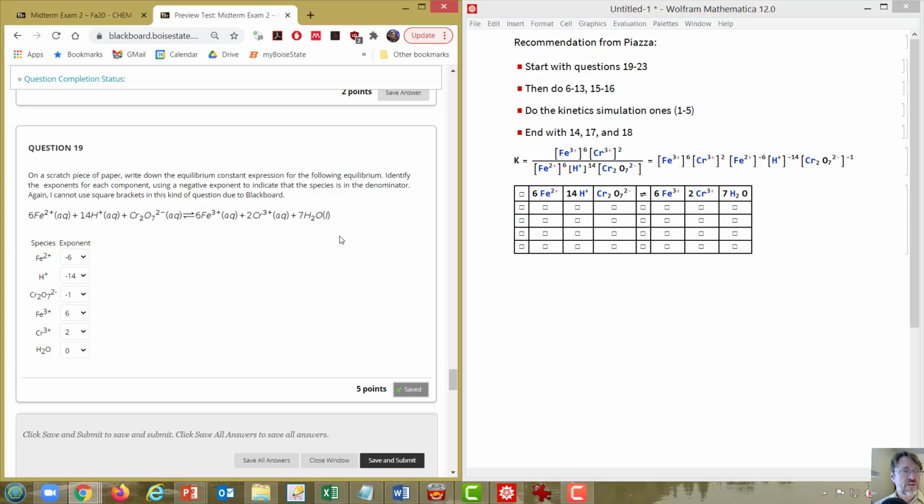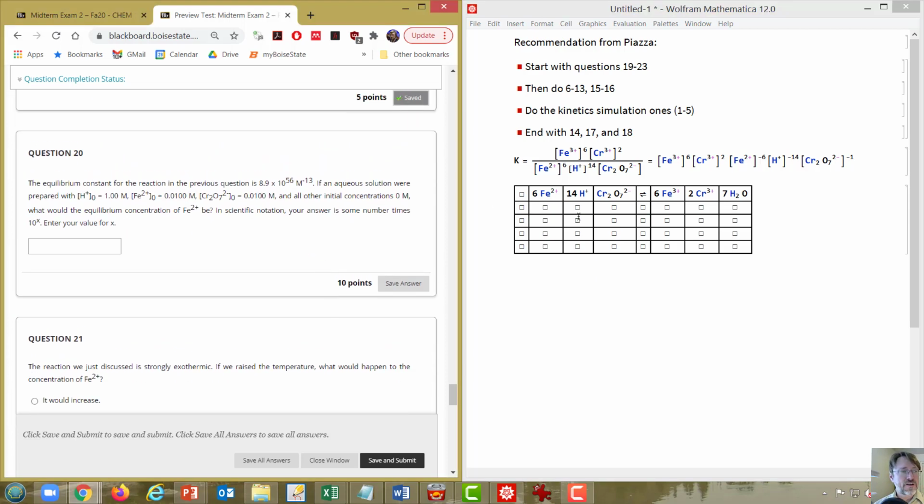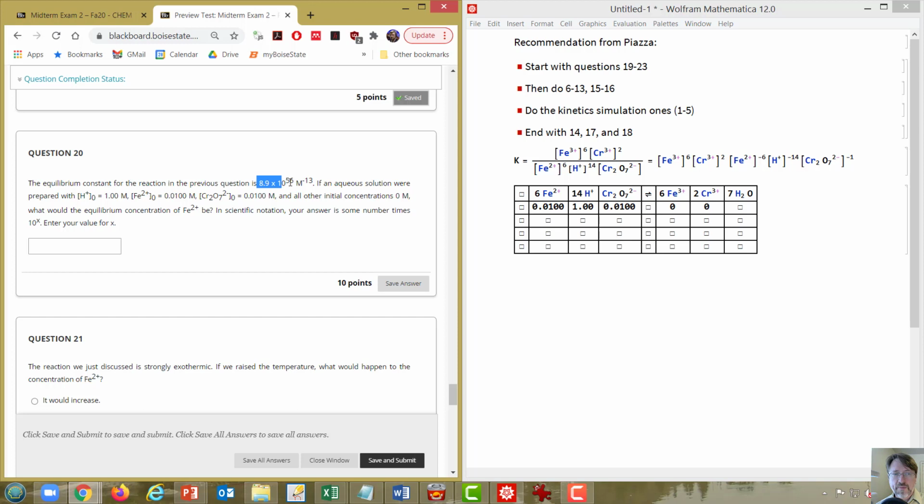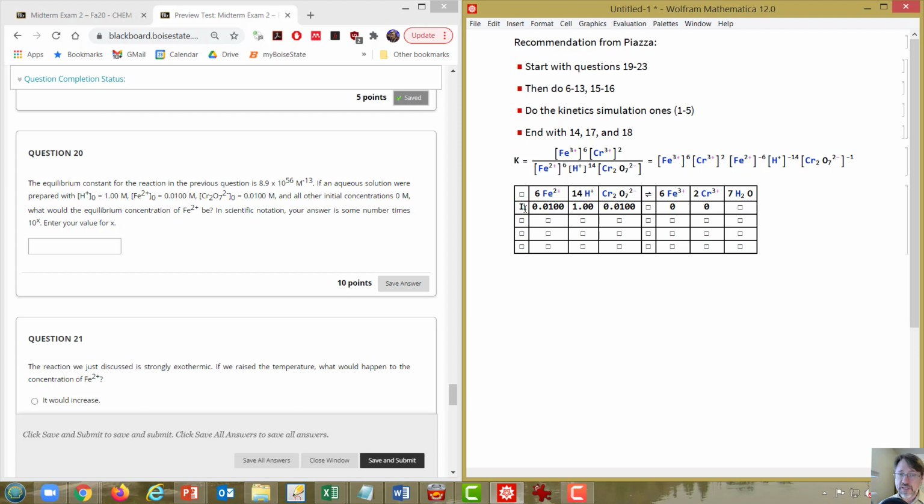Our initial conditions are, the initial condition of H+ is 1.00 molar. Initial condition of this, 0.0100 molar, and dichromate, 0.01100, and all other initial concentrations are 0. Okay. Now, if we look at our equilibrium constant, it is absolutely enormous. So what that means is that we need to start by shifting the reaction as far towards products as it is possible. So we have a shifted initial set of conditions.